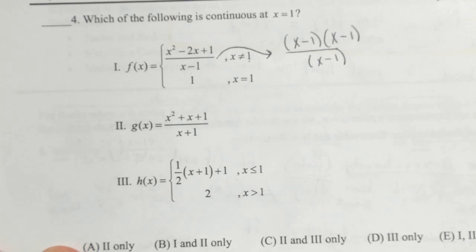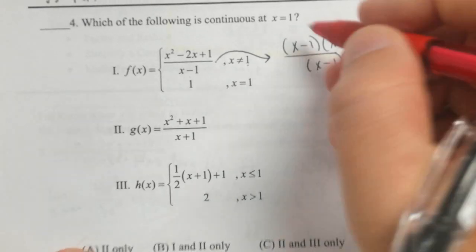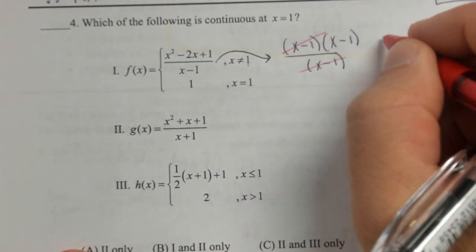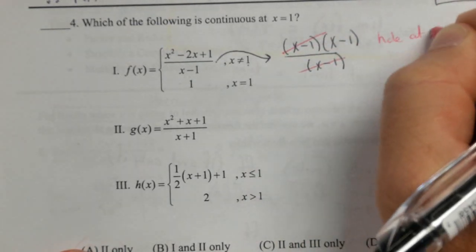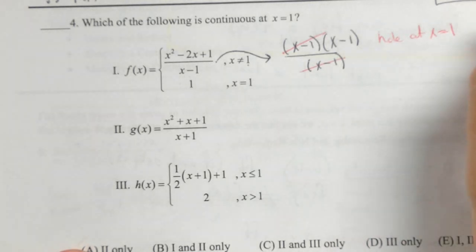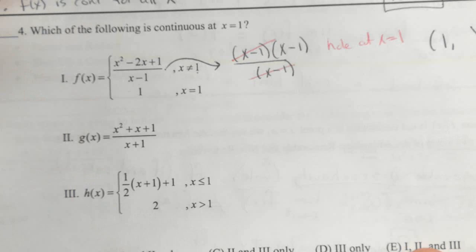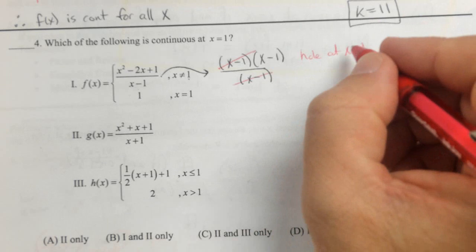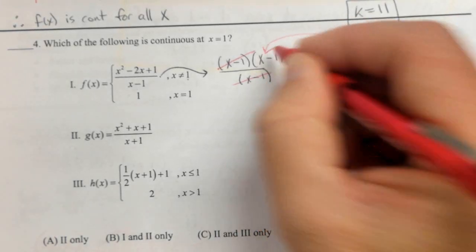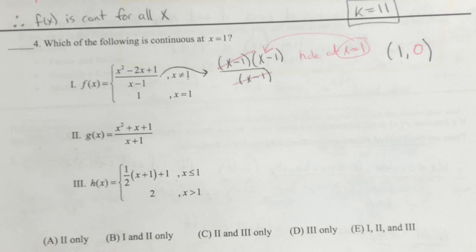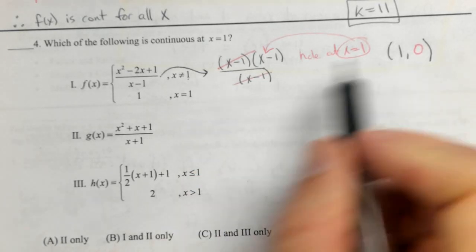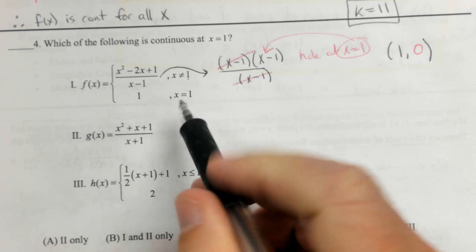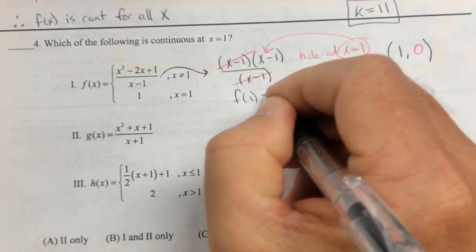X minus 1 over x minus 1. So we can cancel. What does that mean? What's happening at the hole at x equals 1? How do I get the y value of the hole? Plug it in for x. So there's a hole at 1, 0. That's where the hole is. The function is at 1, 1. F of 1 equals 1.